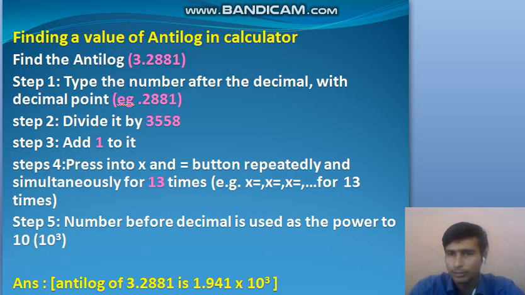First step is to type the number after the decimal, with the decimal point. So we need to type in the calculator 0.2881, not 3.2881. We only write the number without the whole part. We write 0.2881 in the calculator. Step number 2, divide this number by 3558.